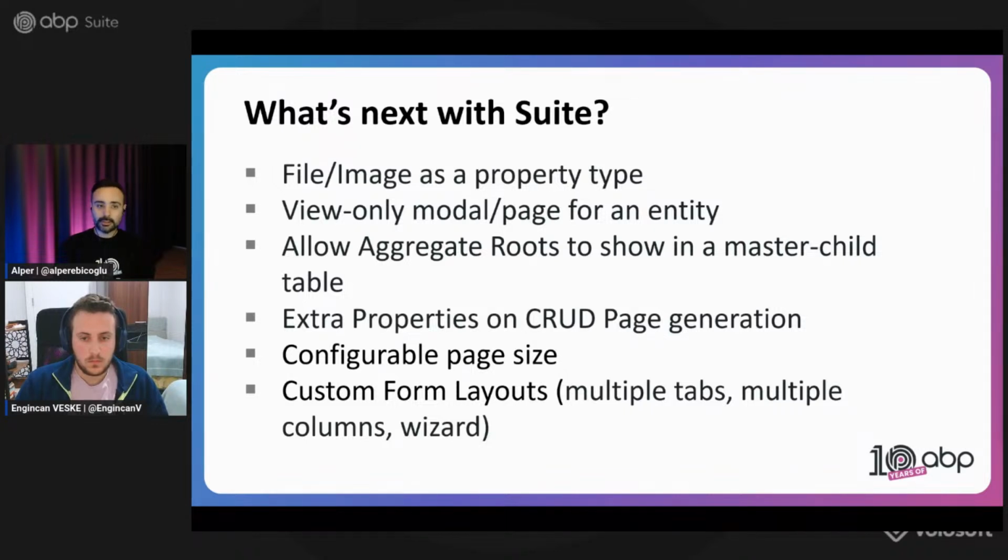Also, we have already implemented master-child tables, but we will allow aggregate routes to show in master-child tables. Another feature is extra properties. As you know, the ABP framework supports an extra property field, which is a JSON field to store JSON data for an entity. With ABP Suite, we will allow you to manage extra properties with the CRUD pages you already generated.